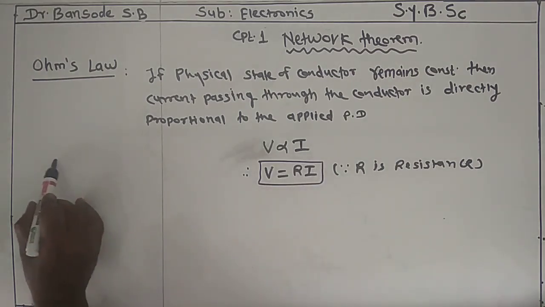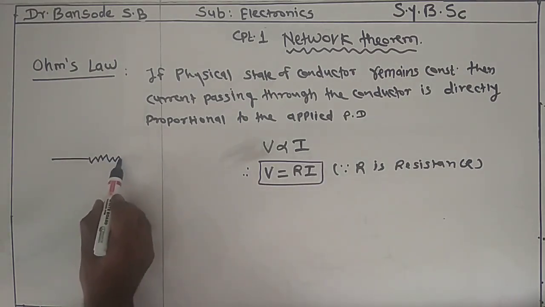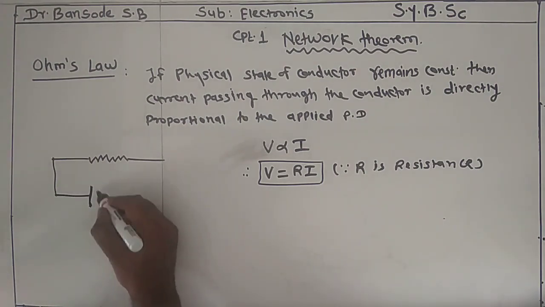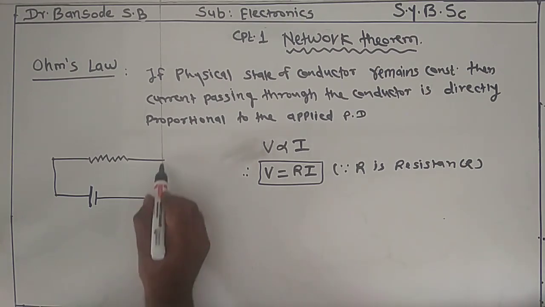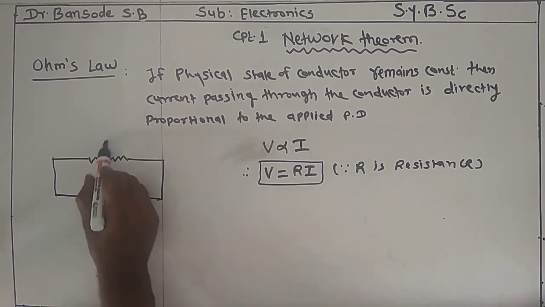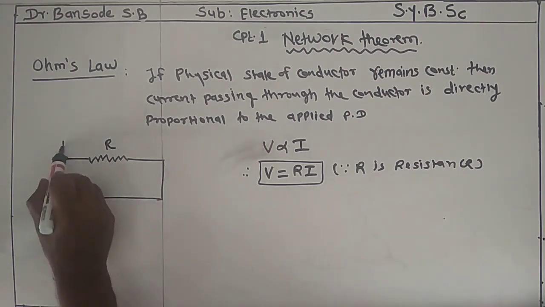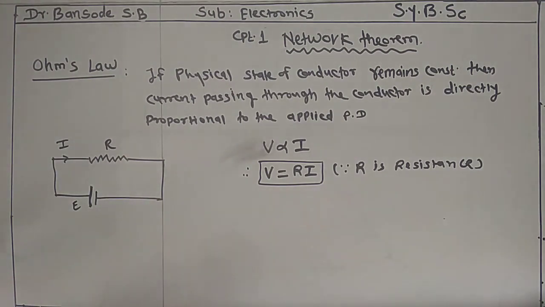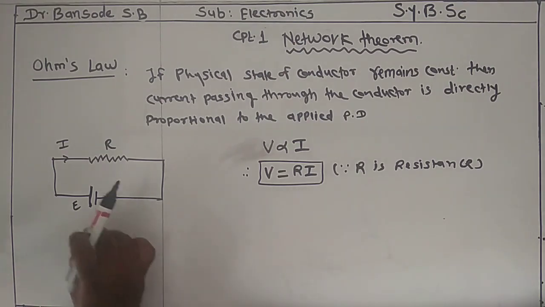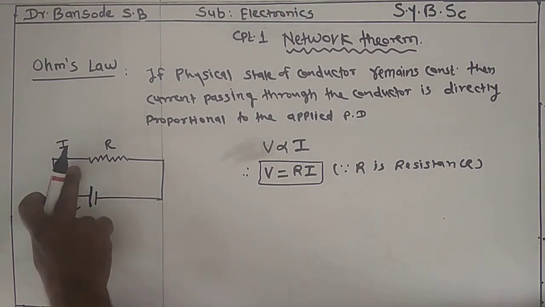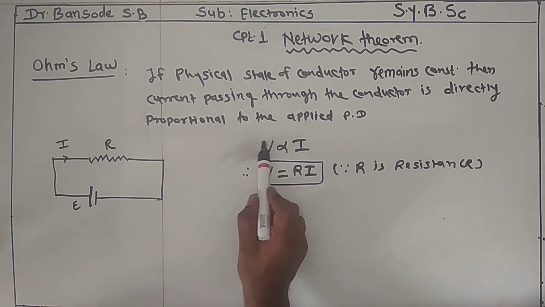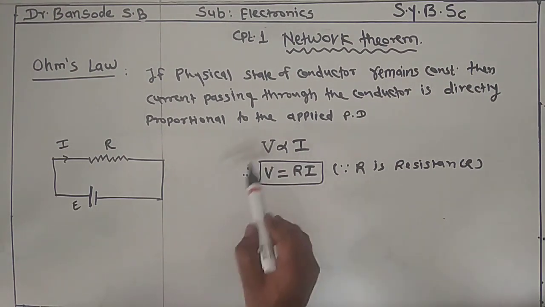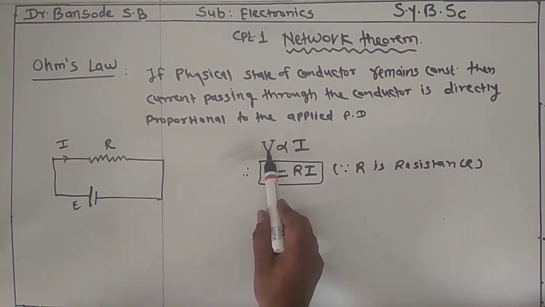For that, if we draw the simple diagram, one resistance is there, external source is applied. This is R, I is the current, this is external source. So in that circuit, if we increase the potential difference, current also increases. So this is the only meaning of that Ohm's law. Current passing through the conductor is directly proportional to potential difference applied across it.